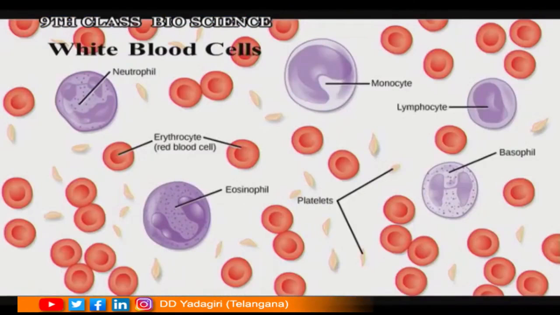Collected a picture for you. This shows the different components of blood. They are erythrocytes. The red color particles which you can see are red blood cells. The white color particles you are able to see are the white blood cells or the leukocytes. And you can see small particles moving around. They are blood platelets. So children, white blood cells are neutrophils, eosinophils, monocytes, basophils and lymphocytes.